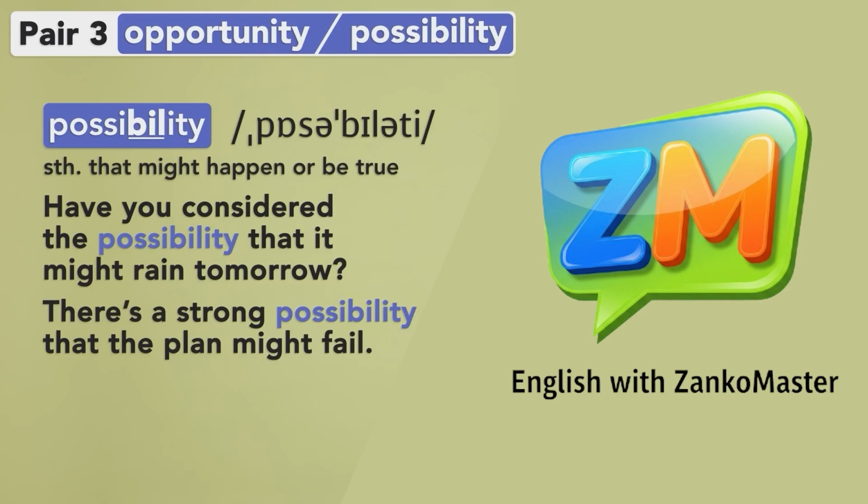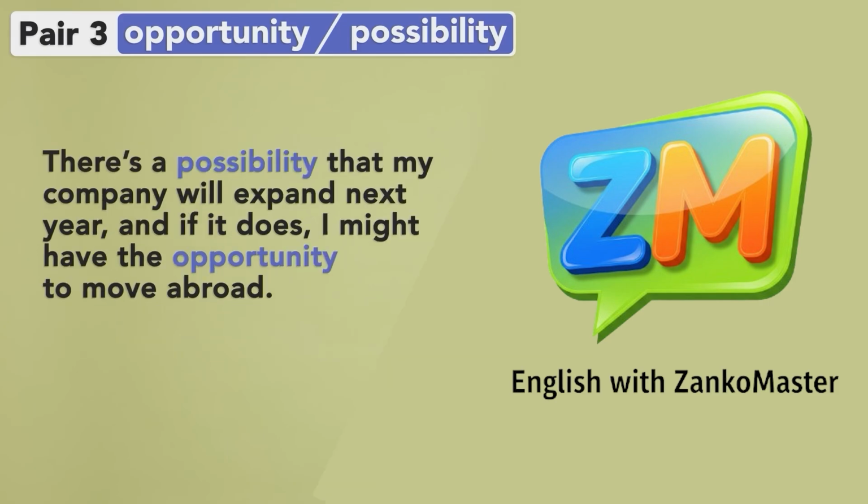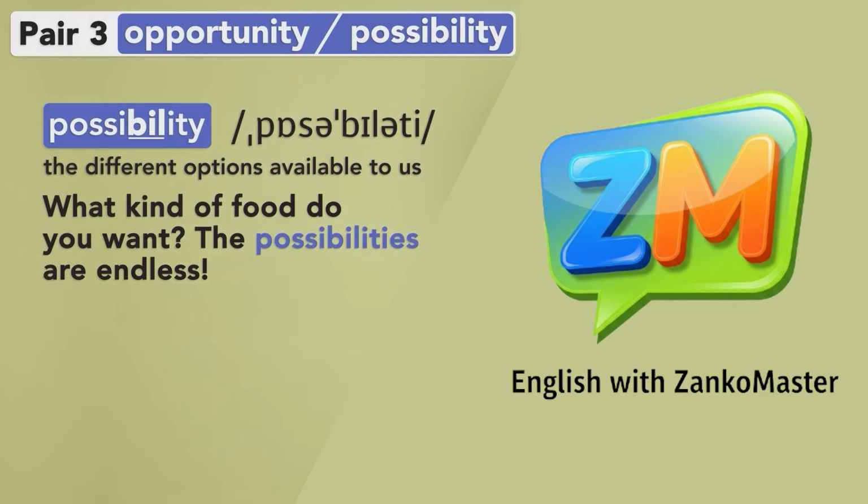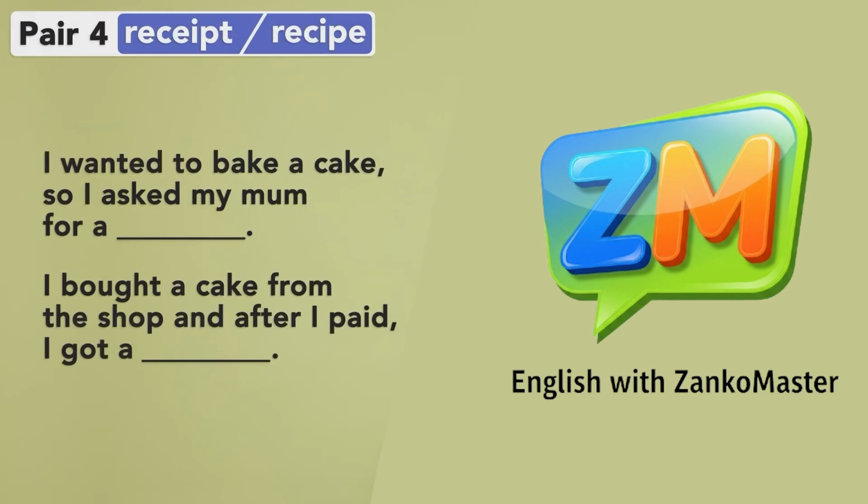Let's see an example with both words. There's a possibility that my company will expand next year, and if it does, I might have the opportunity to move abroad. We also use possibility to talk about the different options available to us. For example, what kind of food do you want? The possibilities are endless.